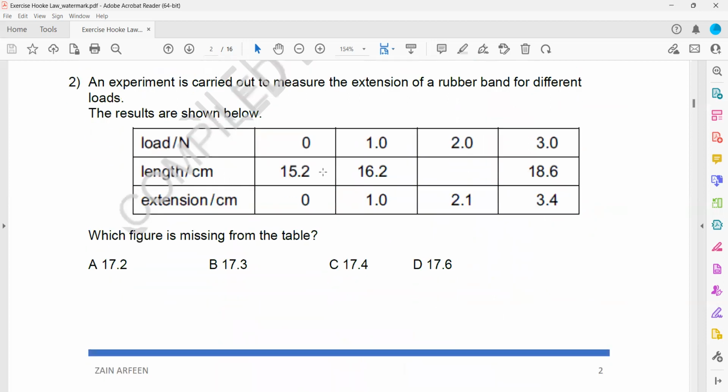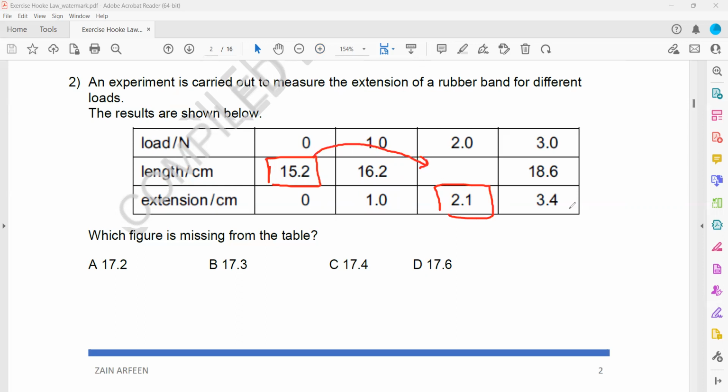The next question: an experiment is carried out to measure the extension of a rubber band. The results are shown. Which figure is missing from the table? Look, this is a length. It was 15.2. Then the length becomes 16.2. When the length changes from 15.2 to 16.2, how much is the extension? 1. Same thing.